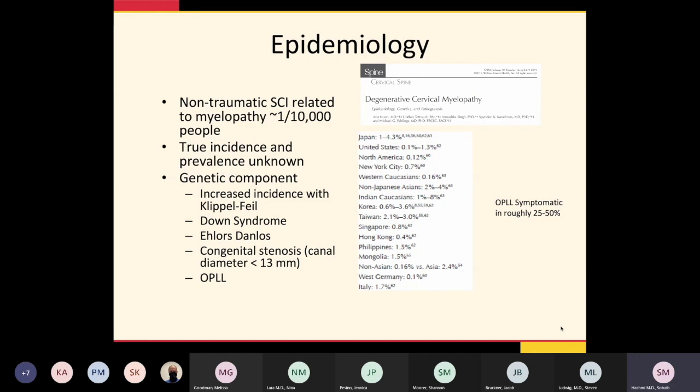The genetic predispositions that can cause a patient to have an increased predisposition, most commonly in the cervical spine, Klippel-Feil, Down syndrome, Ehlers-Danlos, can all lead to congenital stenosis or subluxations, causing instability and an increase in hypertrophy of those joints that we discussed to cause significant stenosis.